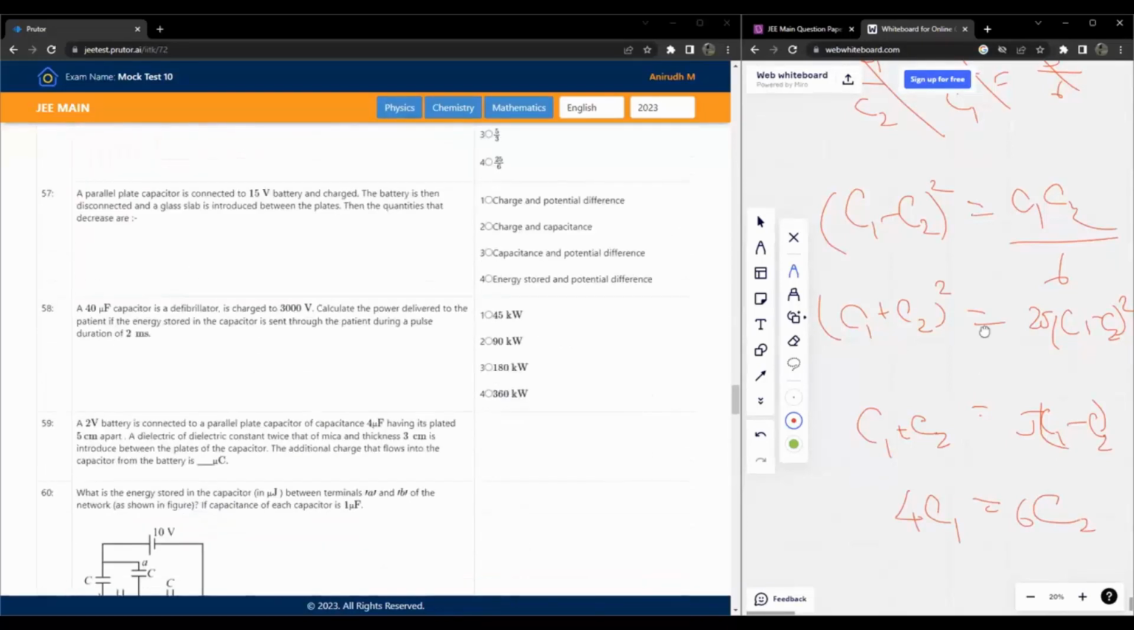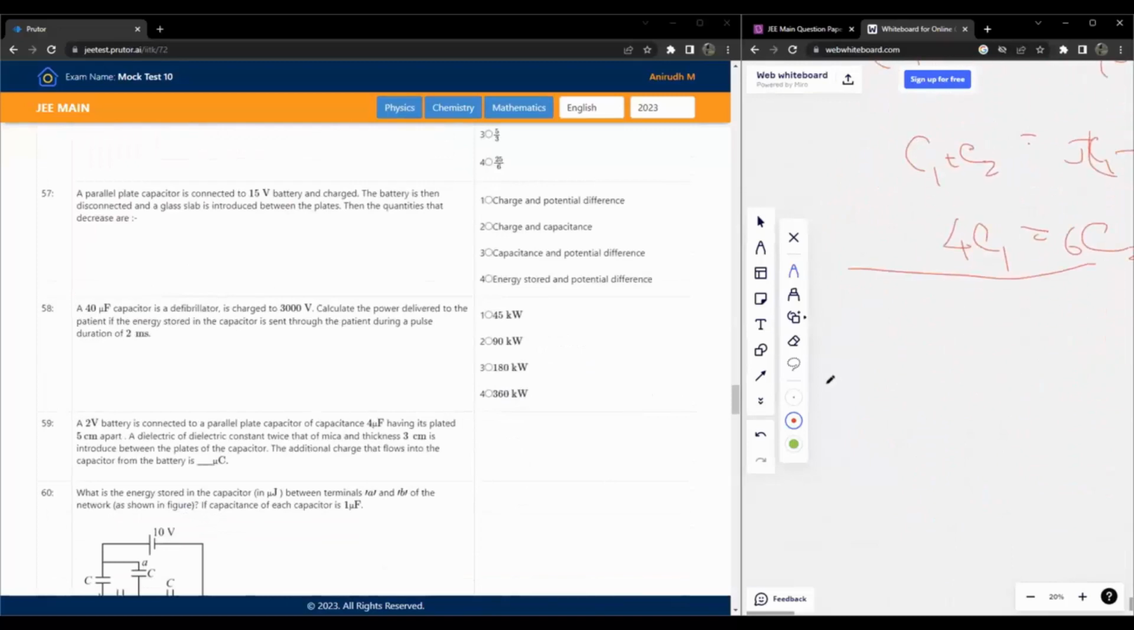A parallel plate capacitor is connected to a 15 volt battery and charged. The battery is then disconnected. A glass slab is introduced between the plates. The quantities that decrease are: the charge does not decrease, but the capacitance and the potential difference decrease. Right? Because the charge is immutable unless you have another voltage source introduced.